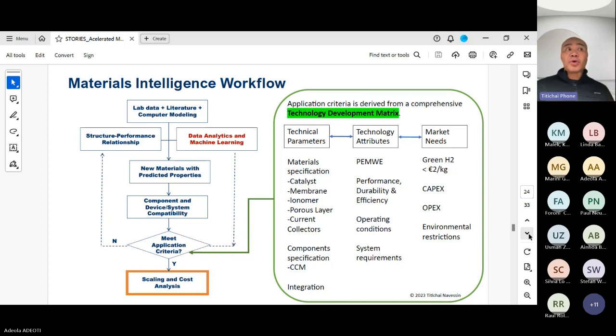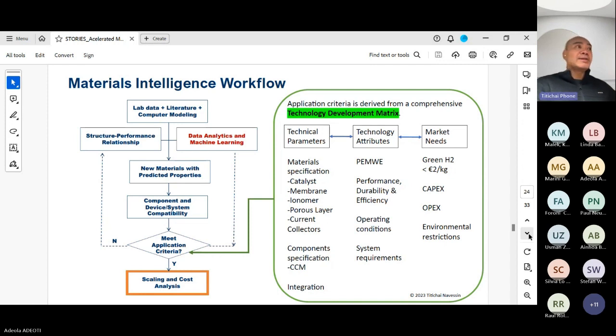Right? So with that, the problem gets translated to research engineers, research scientists, and system designers into the technical parameters. What materials, what component specifications would you require in order to drive that system, in order to meet that system performance? And that basically triggers into the application criteria box there. Right? So this matrix is quite a powerful tool to provide a direct line of sight from that criteria into meeting the target market.